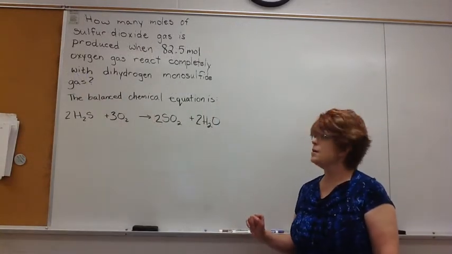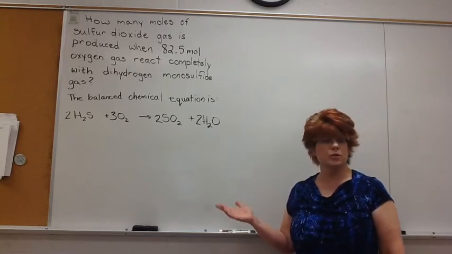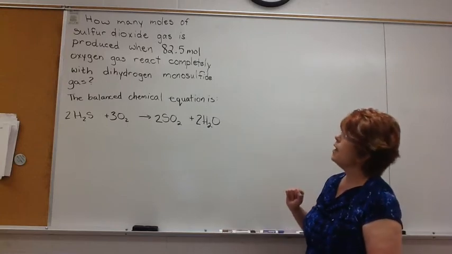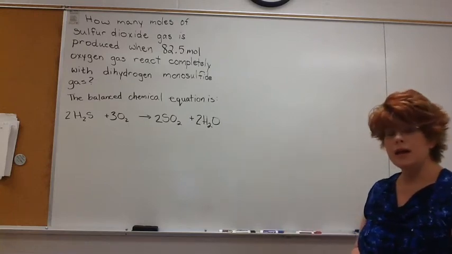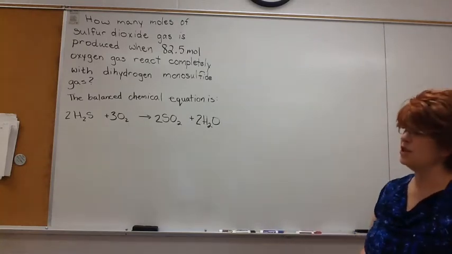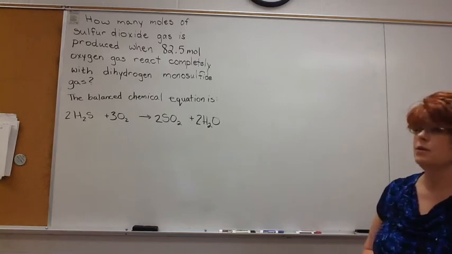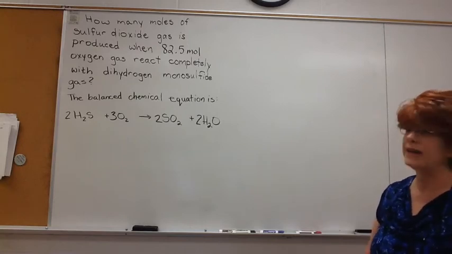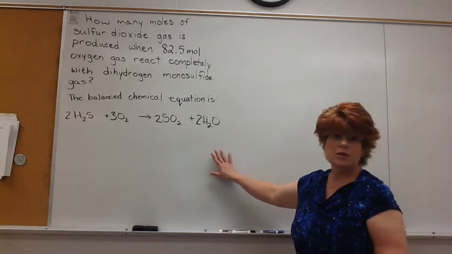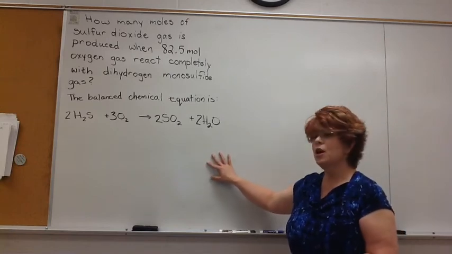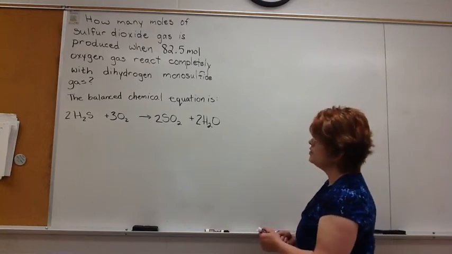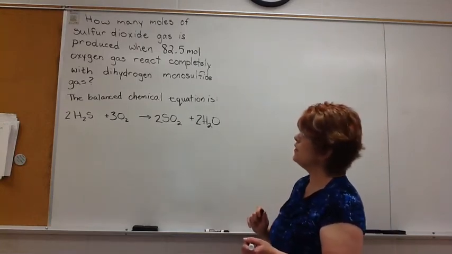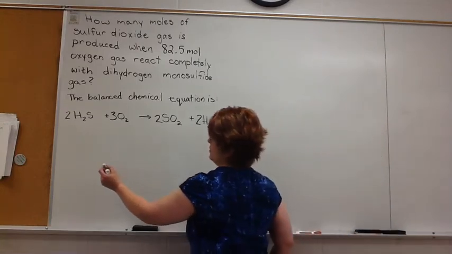This is another example of a mole-to-mole stoichiometric problem. How many moles of sulfur dioxide gas is produced when 82.5 moles of oxygen gas react completely with dihydrogen monosulfide gas? And I've even given you the balanced chemical equation. So really this is a very simple problem. We're going to start with what we're given, 82.5 moles of oxygen gas.